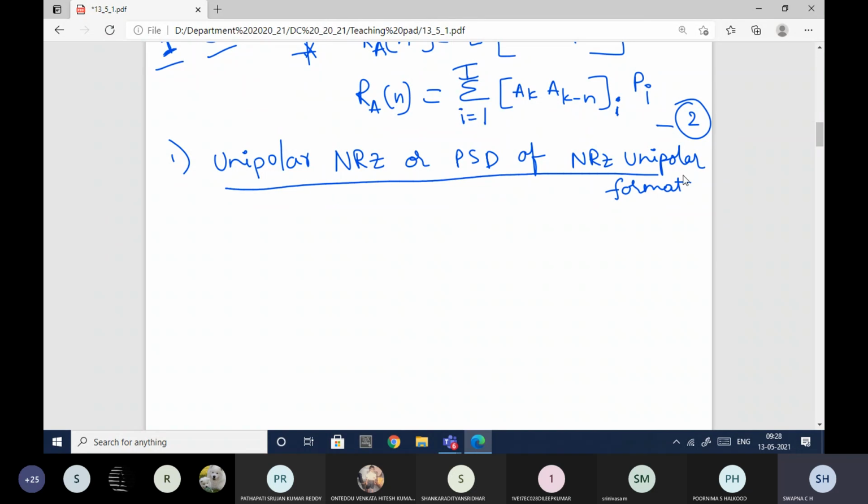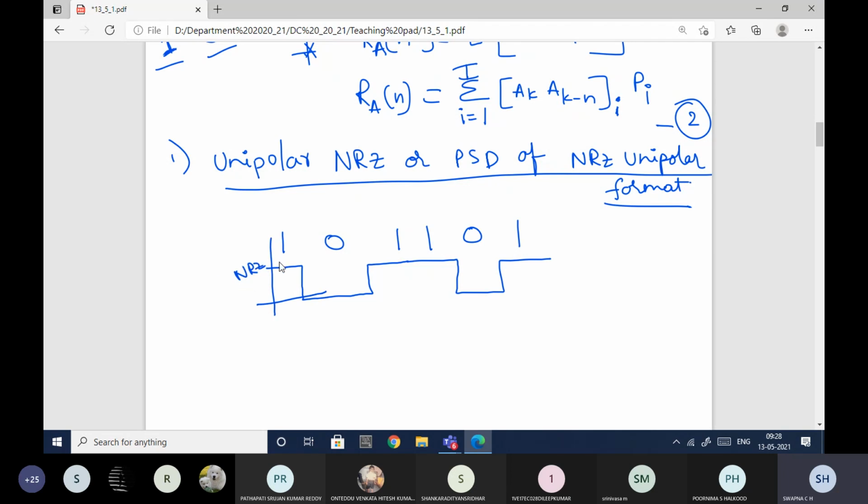So for this I need to find it now. As you know, in the unipolar NRZ format, 1 will be represented with positive A and 0 will be 0: positive A, 0, A. This is how we represent it. It means that the A_k value will be equal to A for symbol 1, and it will be equal to 0 for symbol 0.